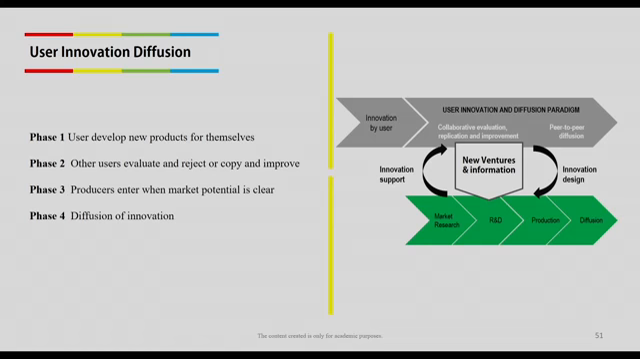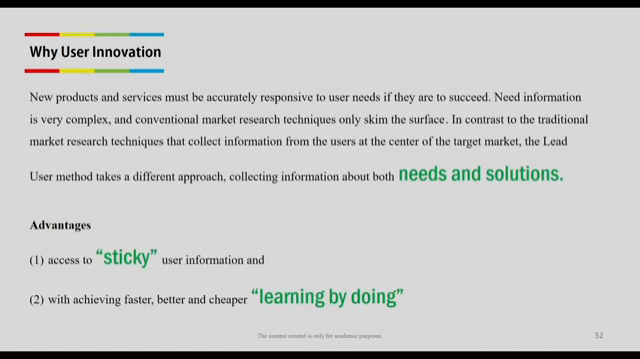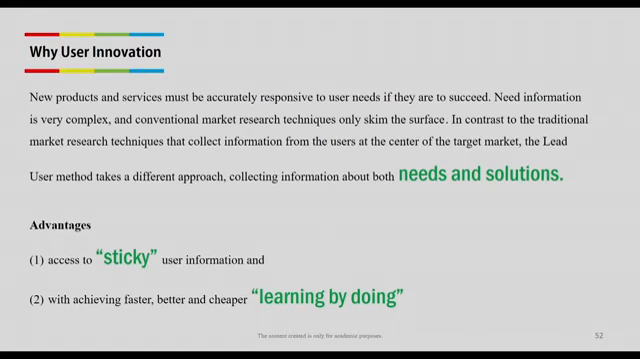Most of the time users do not have expertise in engineering. So, the manufacturer gives them engineering support and manufacturing support. Why user innovation? There are two major reasons. One is access to sticky user information.